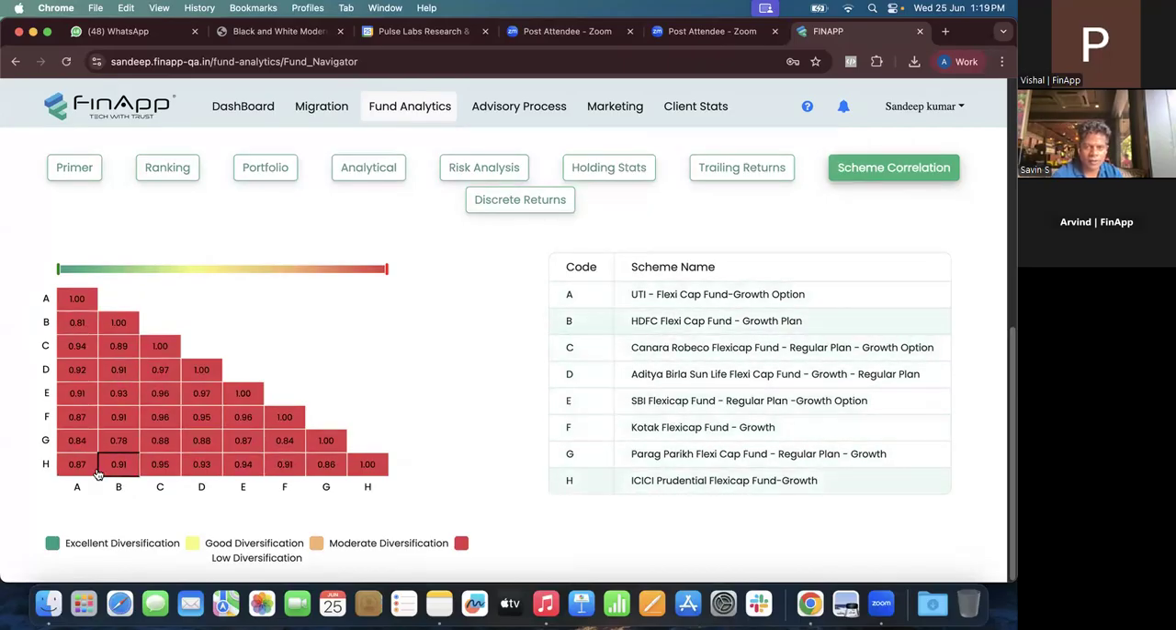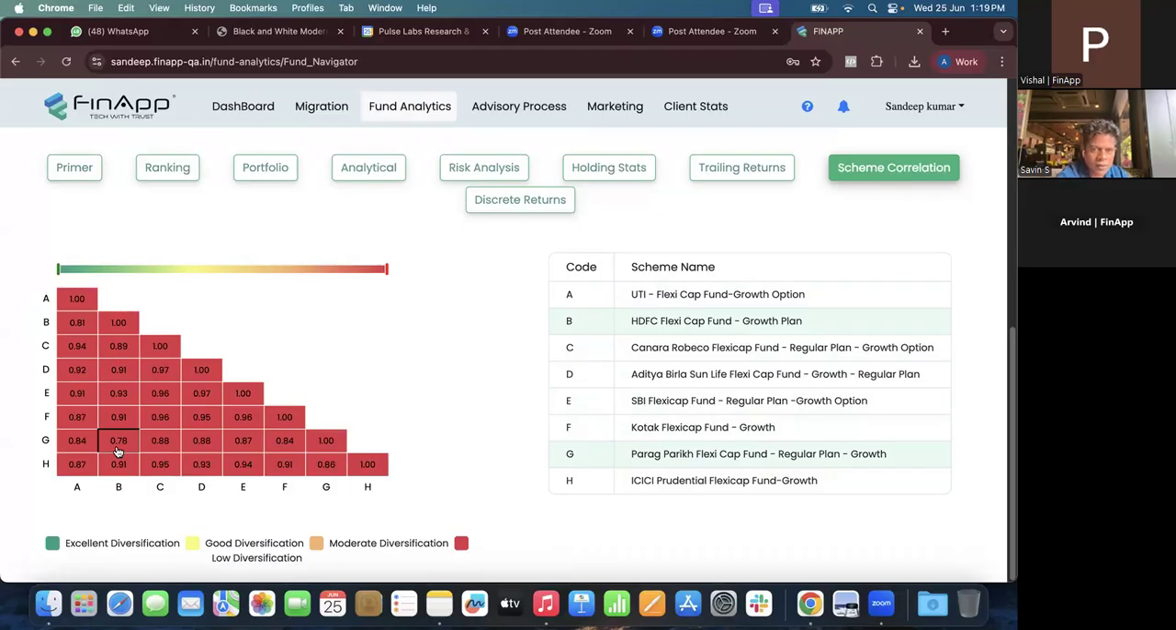So Abhi, just to check out which is the lowest one, this one is. Can you see on the right hand side B and G? They have highlighted in green, right? Which means that HDFC FlexiCap and Parag Parikh, out of this whole lot of funds, are the least correlated.